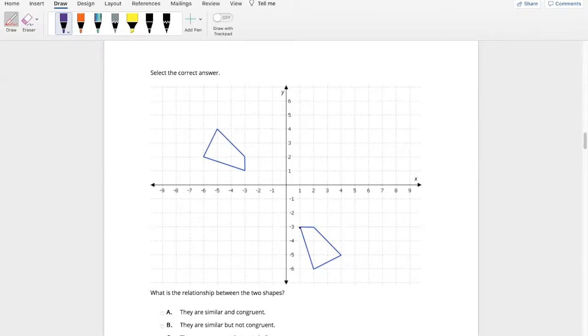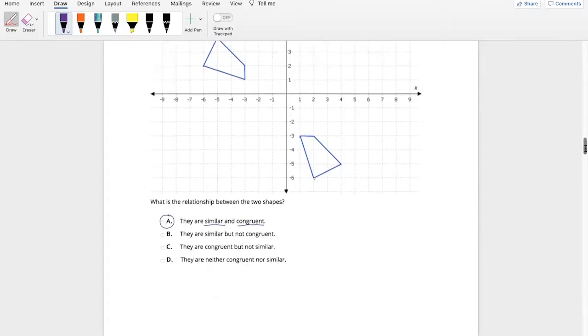And I can kind of see if I do the measurements, like this side is just about 1. This longer side is the exact same, kind of that diagonal across. So it looks like they are exactly the same. Exactly the same shapes are what we call congruent. And if they're congruent, they are also similar because they have that same shape. So we would say A here. They are similar and congruent.